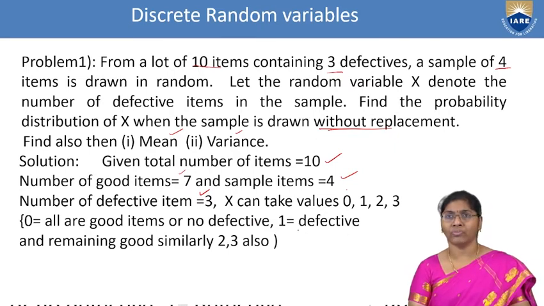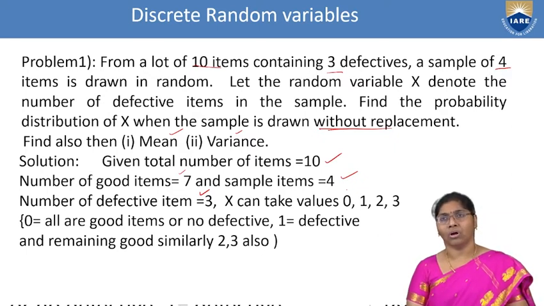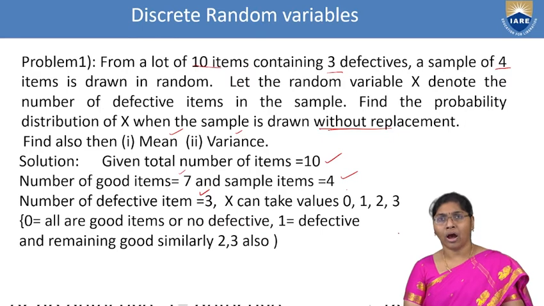So 0 means there are no defective items. 1 means 1 defective item and the remaining are good items. Similarly, 2 means 2 defective items and the remaining are good items. 3 means 3 defective items and the remaining one is a good item. This is the condition, where we are choosing defective items.